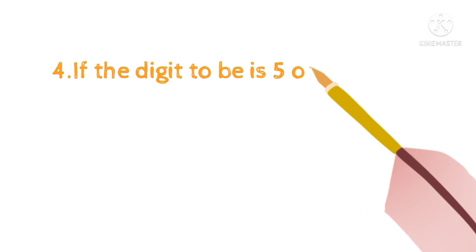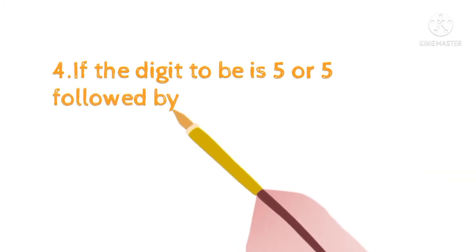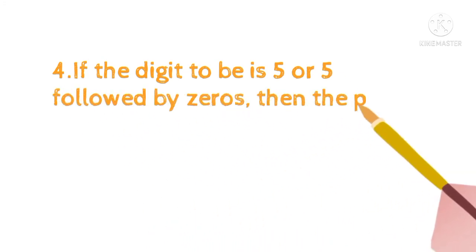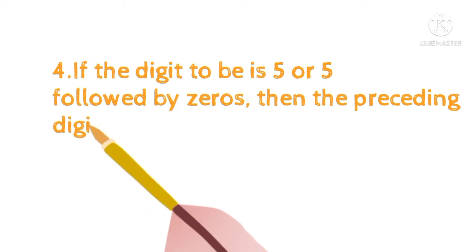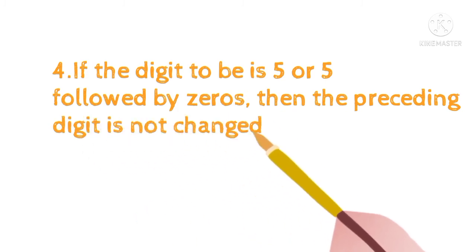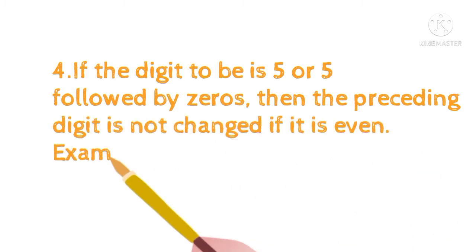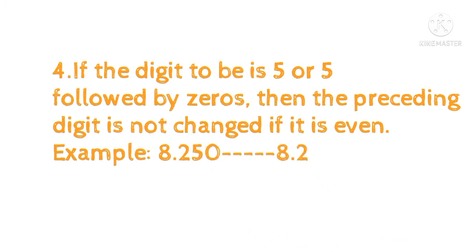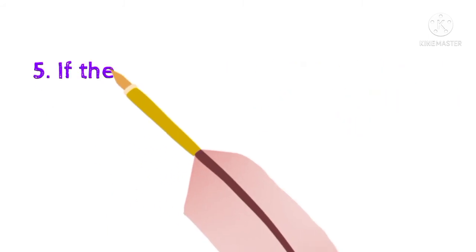The fourth rule is, if the digit to be dropped is 5 or 5 followed by zeros, then the preceding digit is not changed. For example, 8.250 is 5 followed by 0, so it is left unchanged for even numbers, as 8.2.